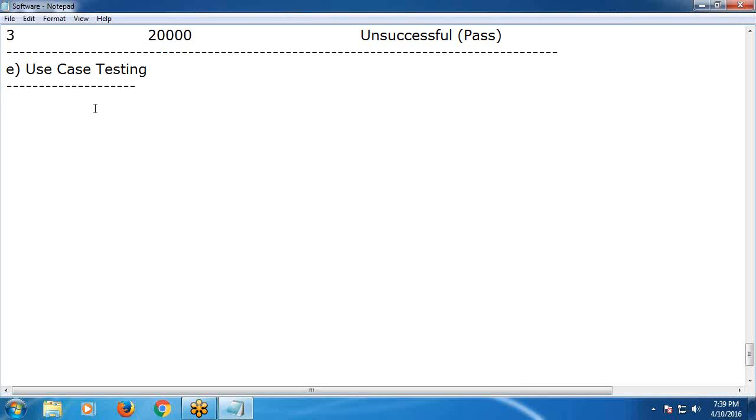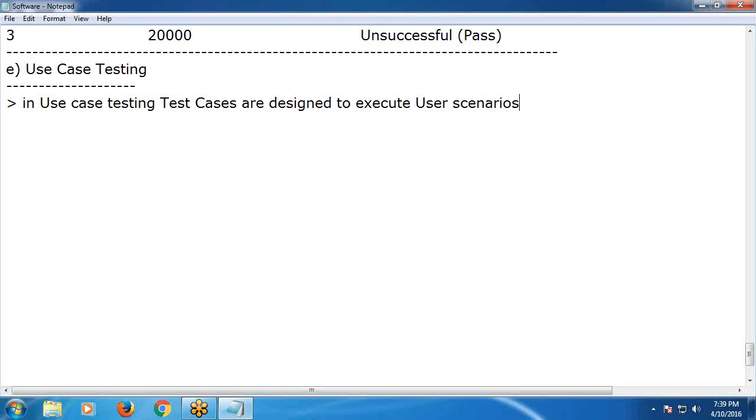See, in use case testing, test cases are designed to execute user scenarios or business scenarios, or you can say business scenarios.